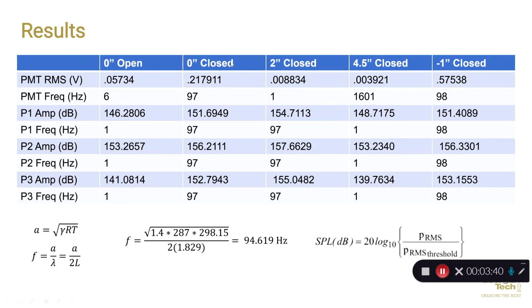Every trial where there is a resonant frequency of around 97 is where resonance was achieved. And then for the 2 trials where it was only 1 in terms of frequency, that's where resonance was not achieved. We also calculated the theoretical frequency on this slide, which came out to be about 94.6 hertz. And so that is clearly relatively close to the actual values that we measured. So that is always a good thing.